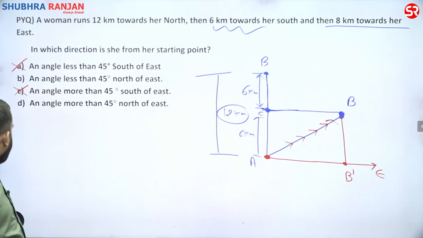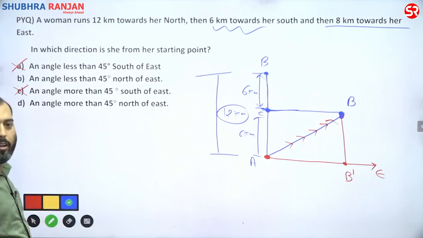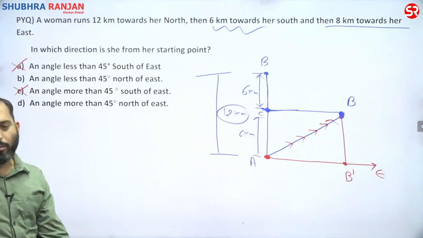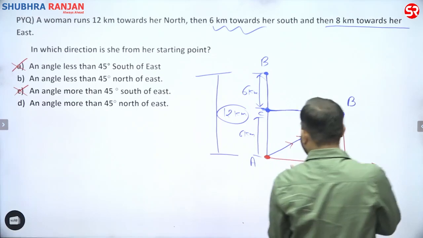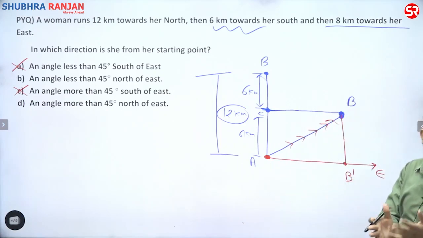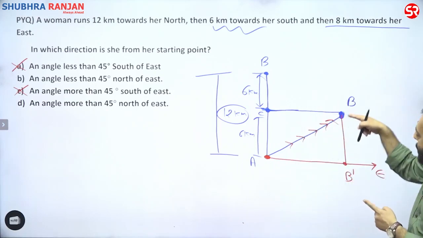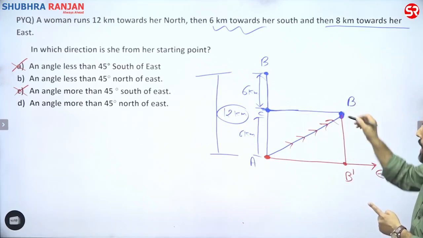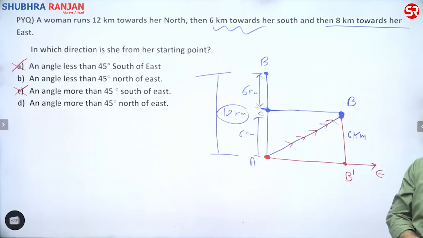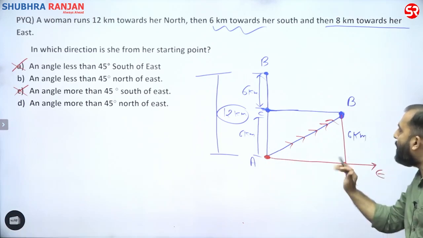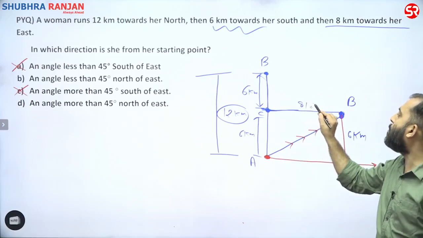More than, it has to be less than. Let's check it out, guys. Listen. See guys, now, what is this distance BB dash? This has to be 6 kilometer. BB dash has to be 6 kilometer. And what about this AB dash? It has to be 8 kilometer.